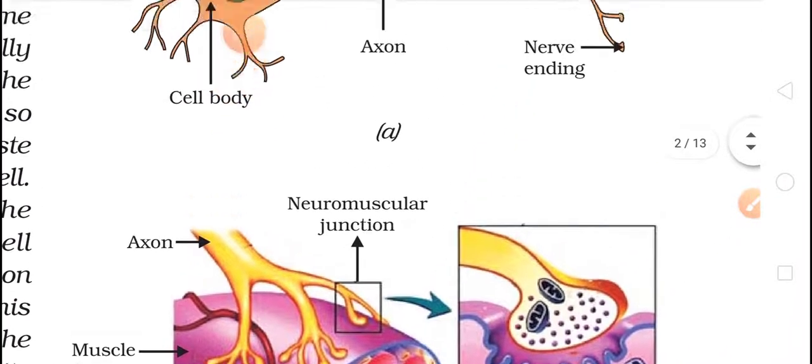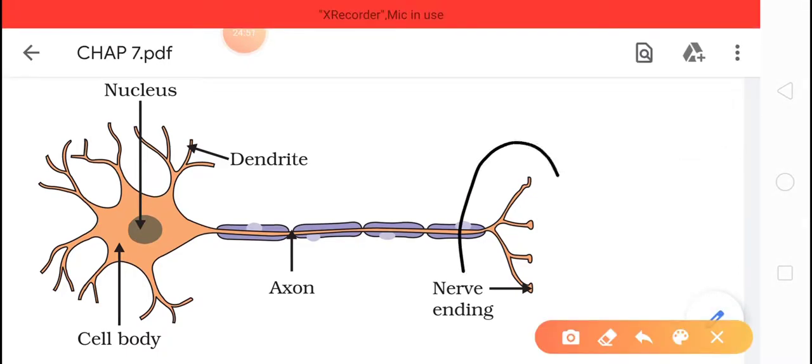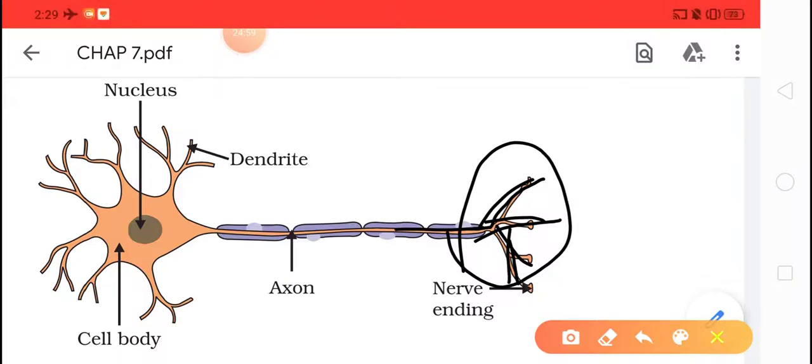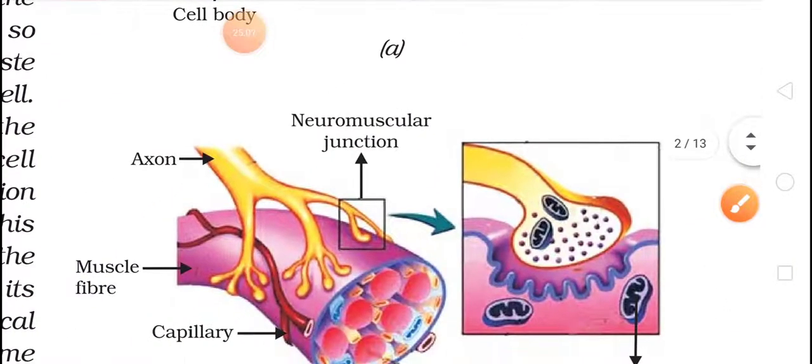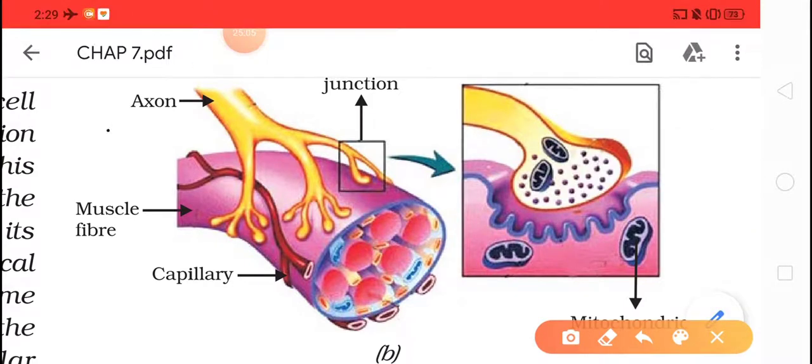Now which part have they shown, students? Just see this part. That is your nerve ending. The nerves coming from the axon bifurcate and they have shown this structure over here. So you have the axon which terminates into a muscle fiber.